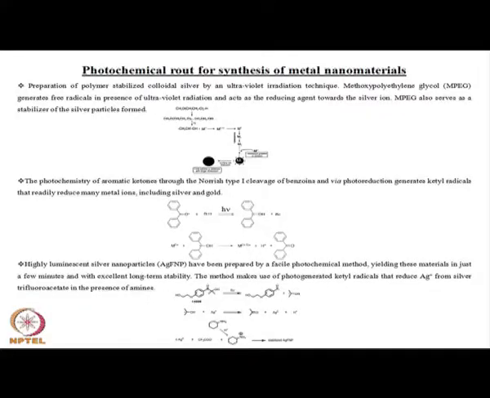So, during transportation, if the material is lost or damaged, then you may not be able to use it. That is why long term stability is an important factor in materials chemistry. And in this case again, this ketyl radical, as I told you, reduces silver ion from silver tetrafluoroacetate in presence of amines, thereby generating these fluorescent silver nanoparticles. When it is fluorescent, it is of more interest to us, because maybe we can utilize that fluorescence behavior in some applications.